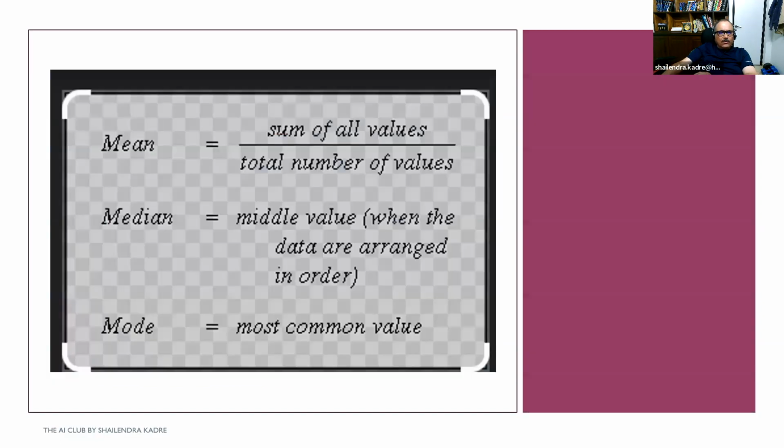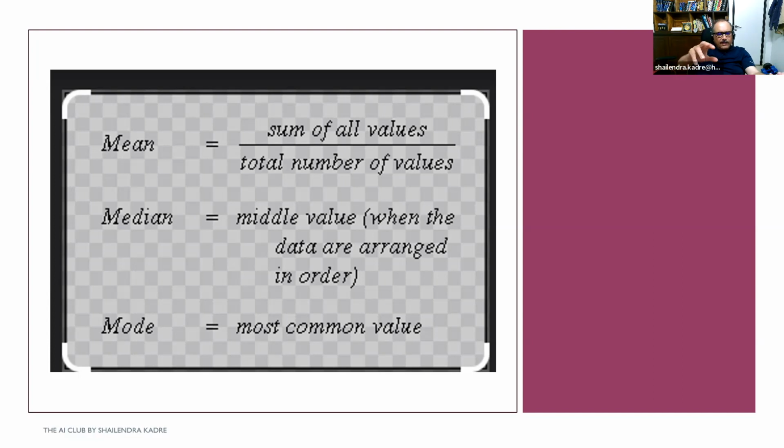Okay, so now just a quick revision. Mean is nothing but adding all the values and dividing by the total number of values. Median, you know, is the middle value. If the count is odd, it is the middle value. If it is even, you take the average of the two middle values. Mode, you know now, is the most common value, the most frequently repeated value.